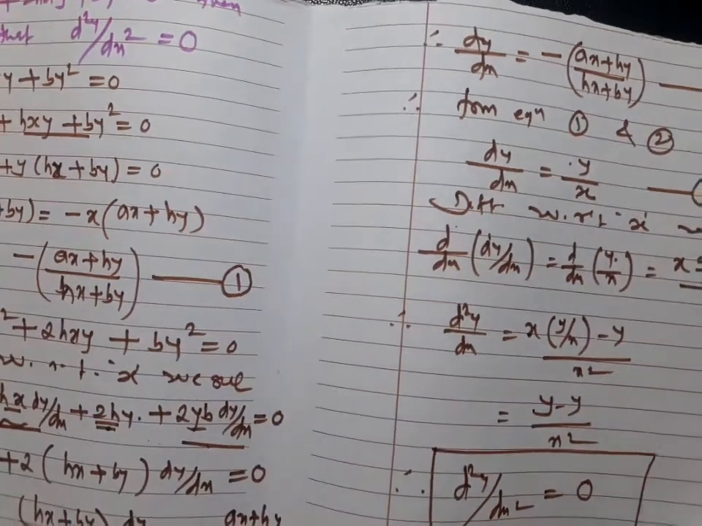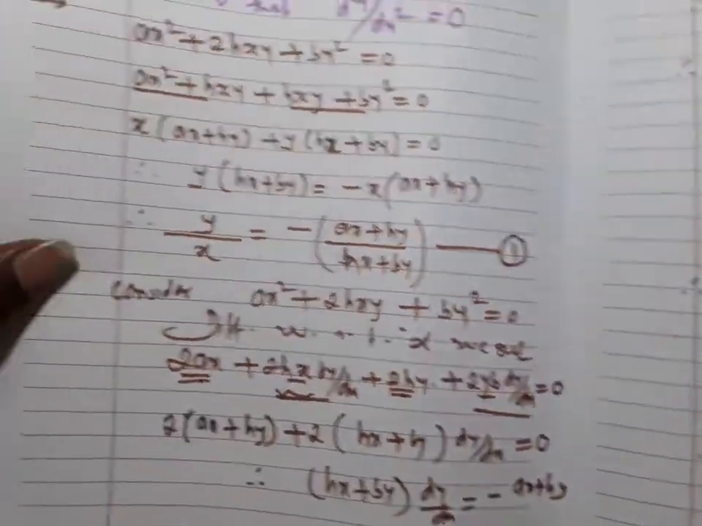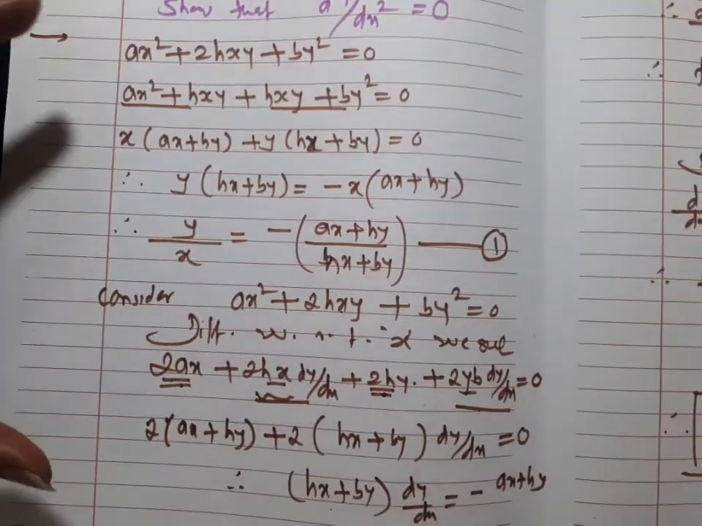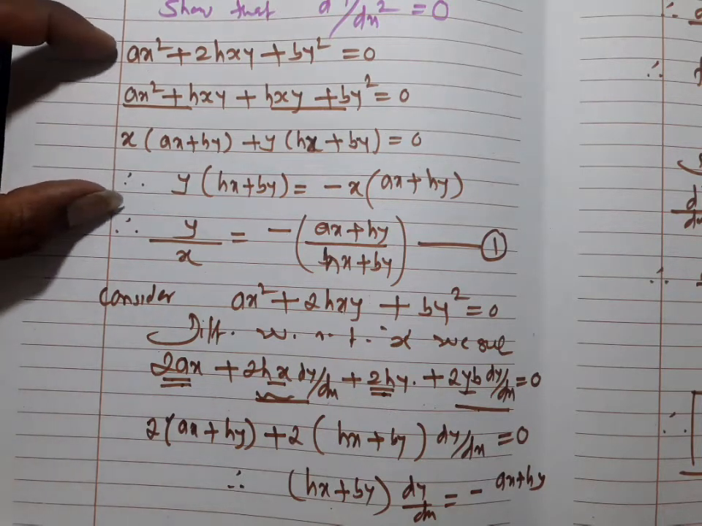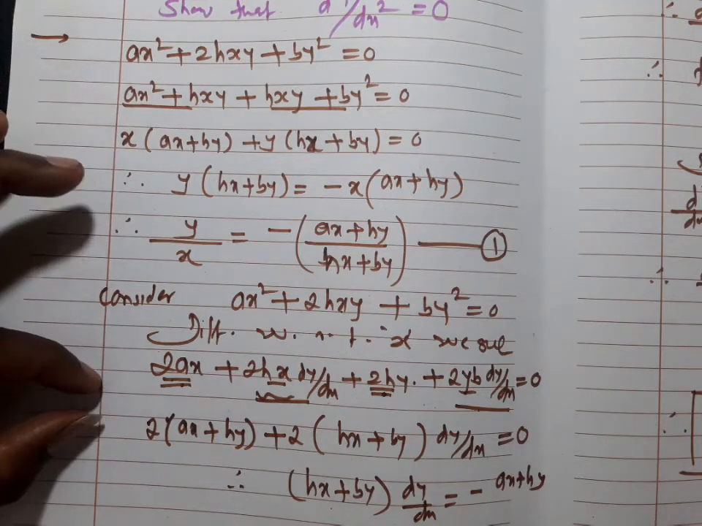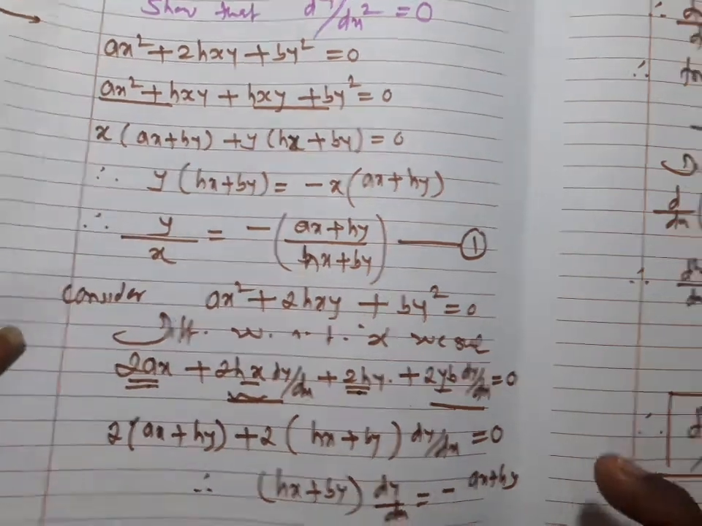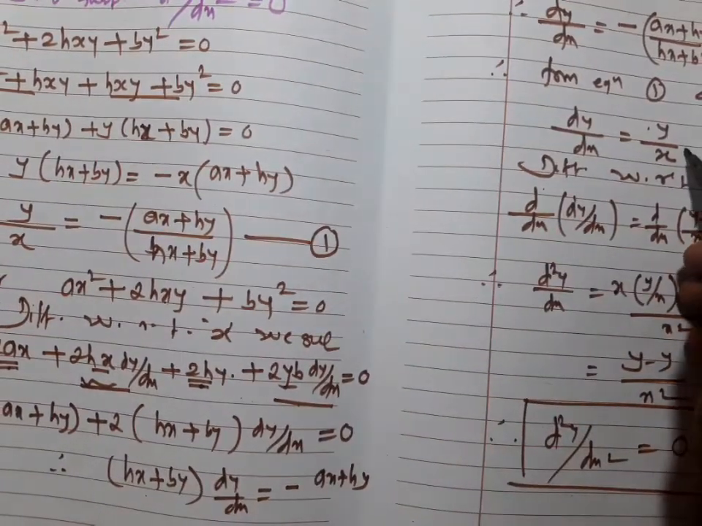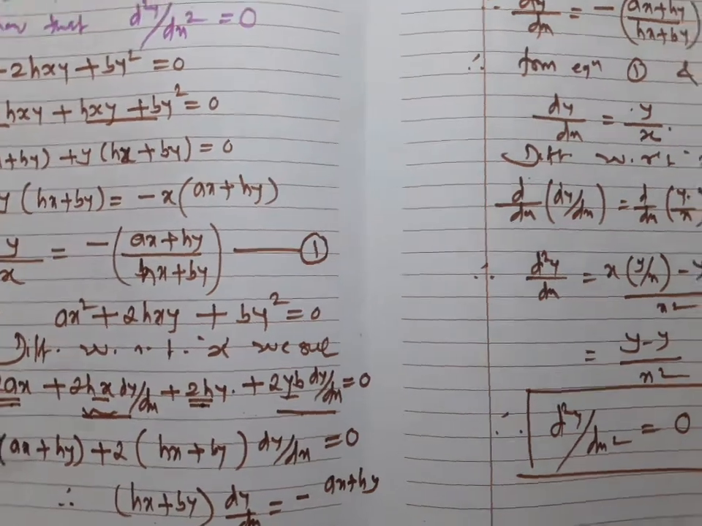This question was asked for 4 marks for the HSC board examination. 4 marks. So you can see what is the weightage of this problem. So first factorize, find the value of y upon x, then differentiate, you will get the derivative in terms of y upon x, again differentiate and resubstitute the value of dy by dx, you will get the second derivative is 0.